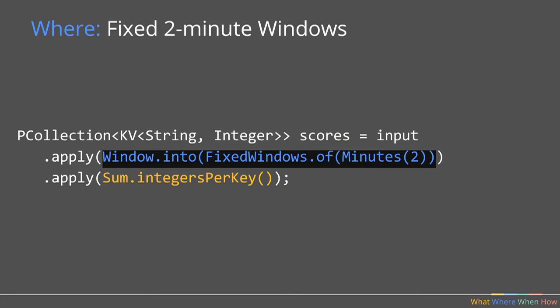So yeah, we need windows to aggregate over unbounded data. What do we need to change in the Beam program to support the windowing, to support the results for every 2 minutes? Well, that computation that was just the scores is input sum of integers. We need to apply windowing on it. And we're applying fixed windows, 2 minutes of width.